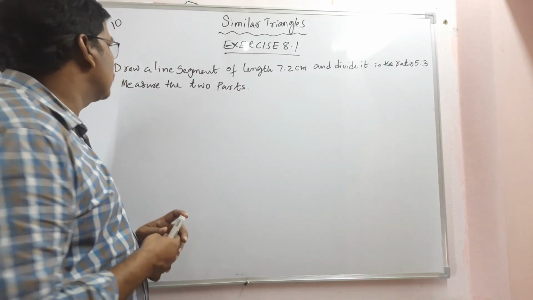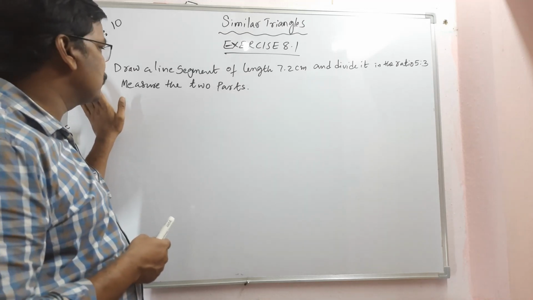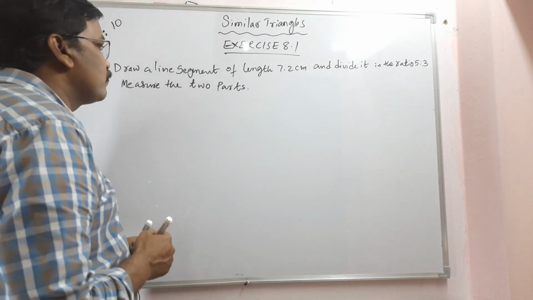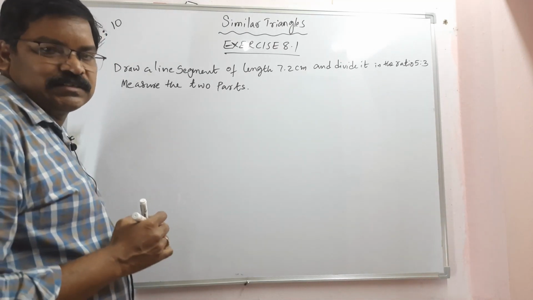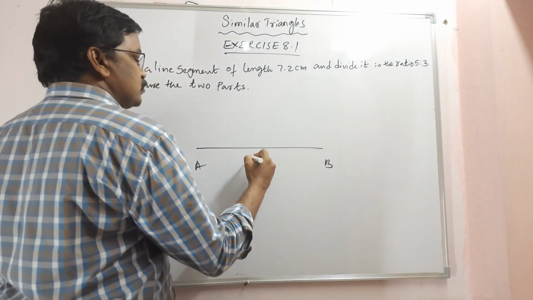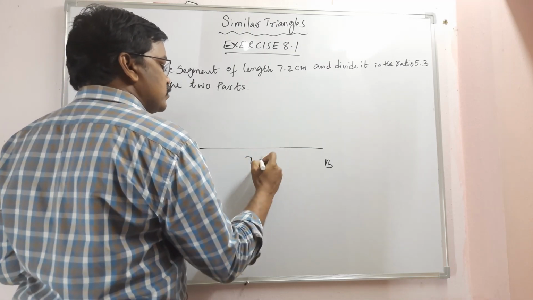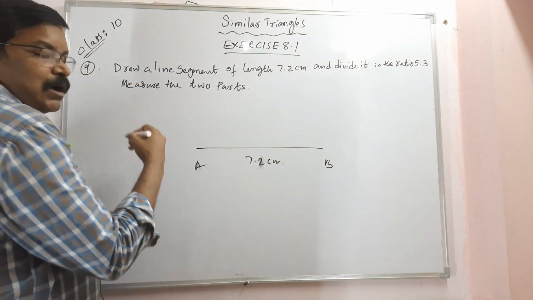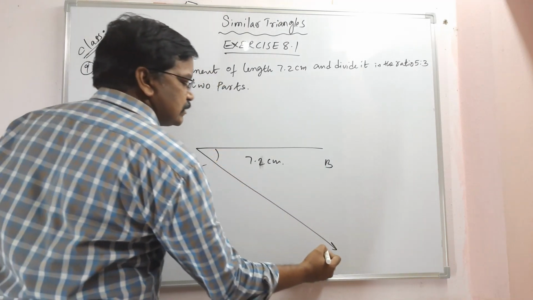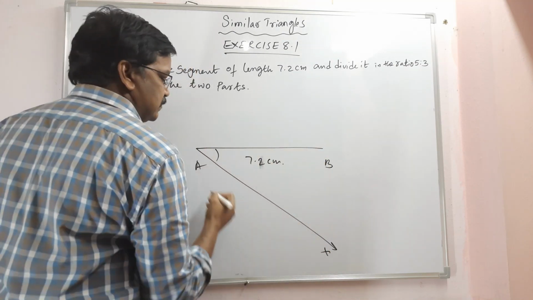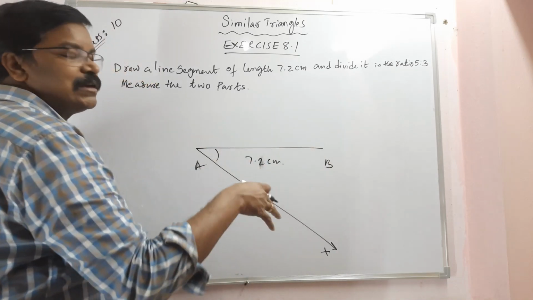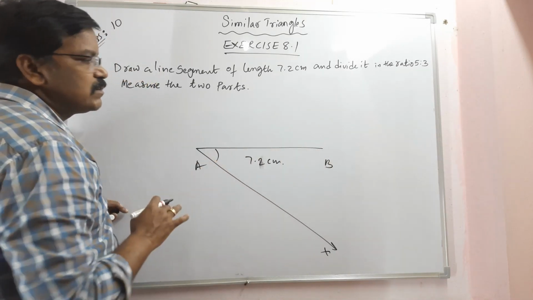In exercise 8.1 for AP students, the 9th question: draw a line segment of length 7.2 centimeters and divide it in the ratio of 5:3. Measure the 2 parts. First, you have to draw a line segment AB of 7.2 centimeters. After you draw the line segment, draw an acute ray AX. Angle BAX is an acute angle, that means less than 90 degrees.